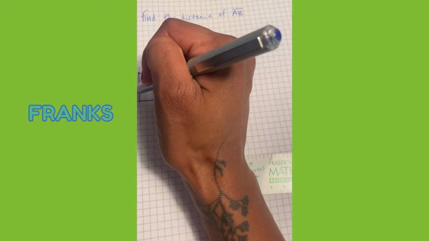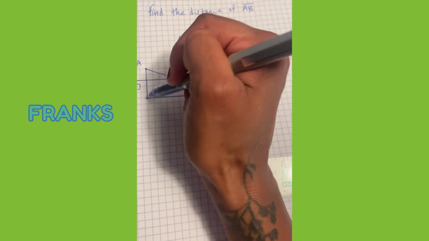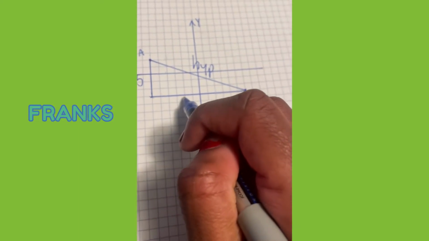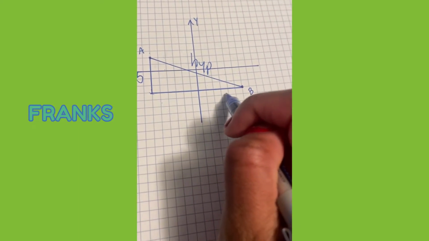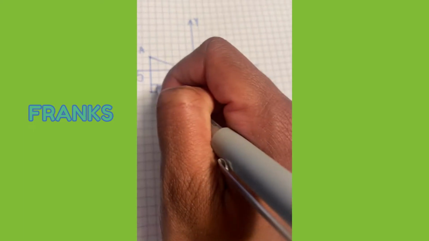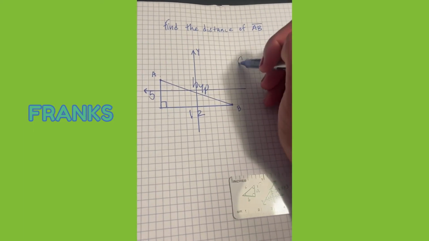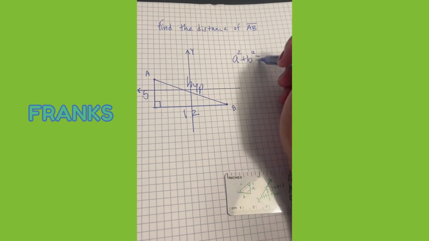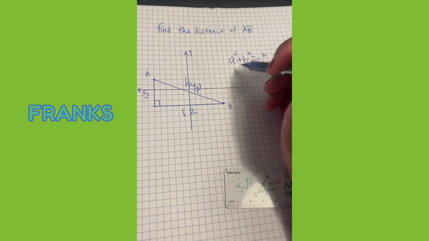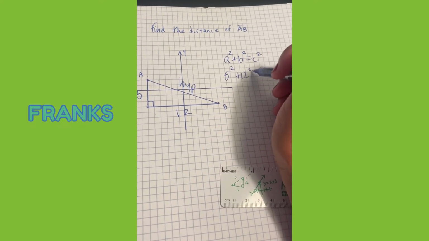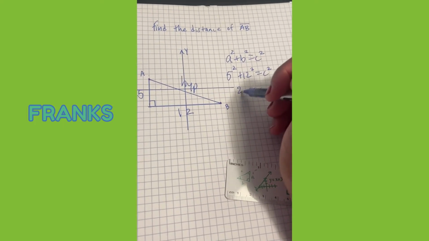So my height is 5: 1, 2, 3, 4, 5. And when I count my base, 1, 2, 3, 4, 5, 6, 7, 8, 9, 10, 11, 12, it is 12. So now I have created a right triangle, and I'm going to use the Pythagorean theorem. A squared plus B squared equals C squared. I'm finding my hypotenuse, so I know my legs. 5 squared plus 12 squared equals C squared.